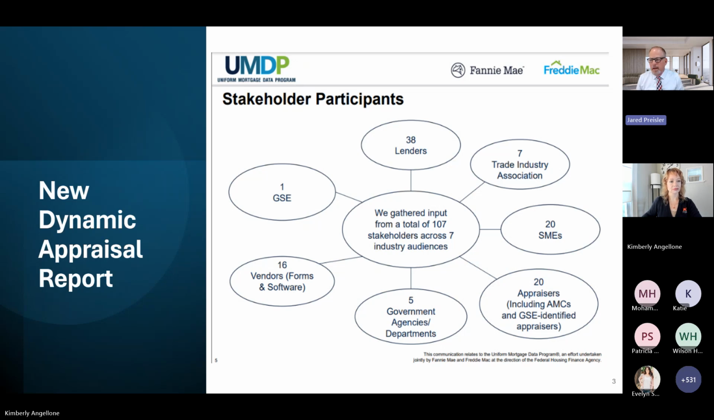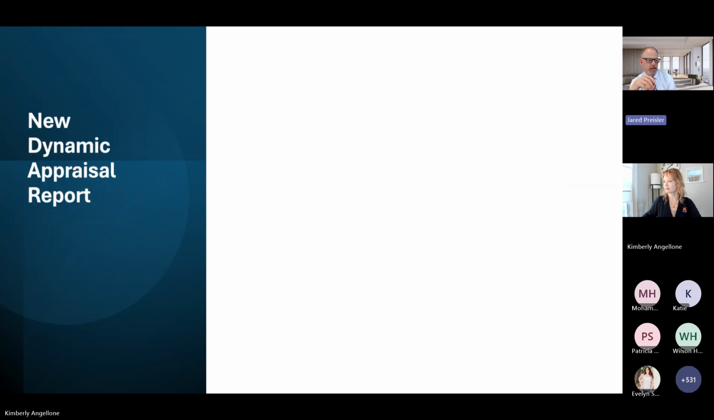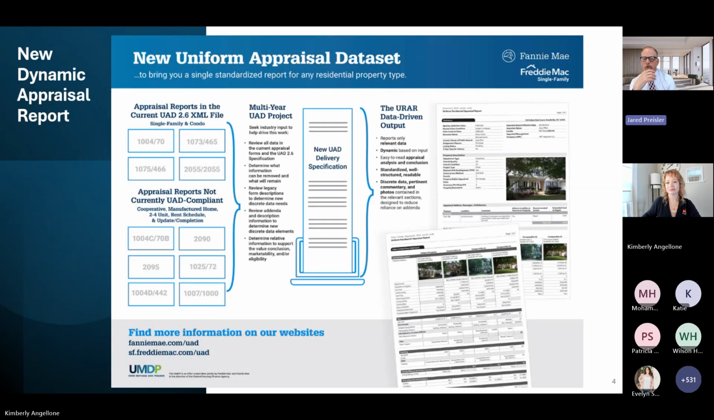And Kim, if you want to advance to this next slide, yeah, this one right here. It really shows this conversion path. So we have these UAD 2.6 forms that we currently are using. And the project goal was to convert all of them into one dynamic, driven appraisal report. We don't say forms anymore. We say reports, and they will change as the property type that you're doing changes.